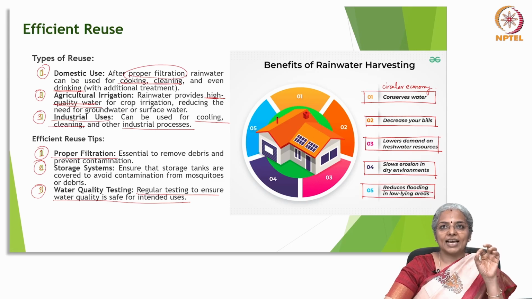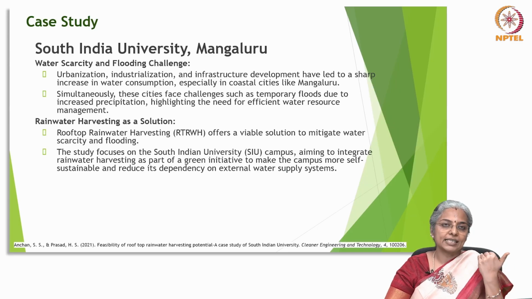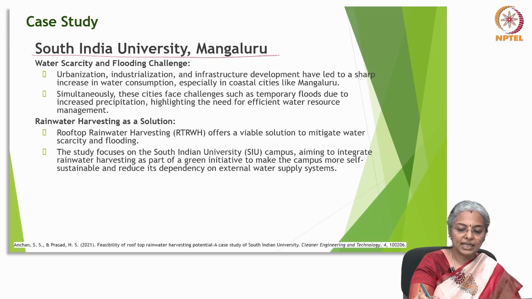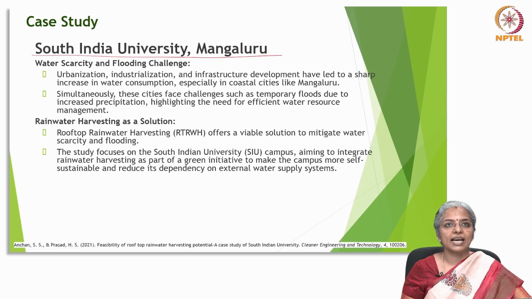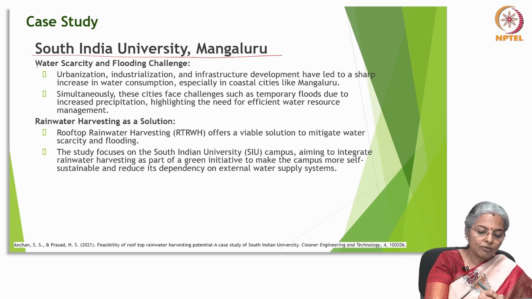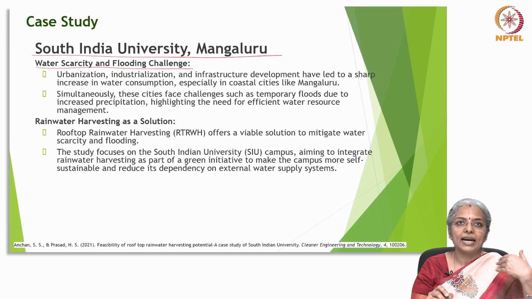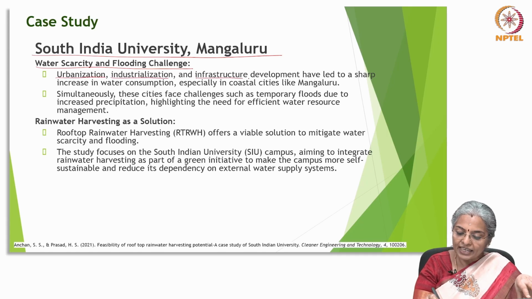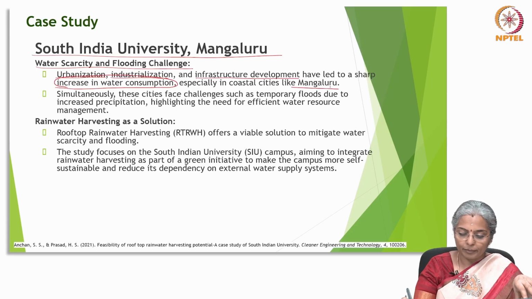We will now see a case study where rainwater harvesting has been used and we will see what has happened. So we will take the example of South India University in Mangaluru. Because what happens is there was a lot of water scarcity and also there was a flooding challenge, typical of what is happening in today's urban scenario. And that has happened because of the urbanization, industrialization and infrastructure development, which has led to a sharp increase in water consumption, especially in Mangaluru.